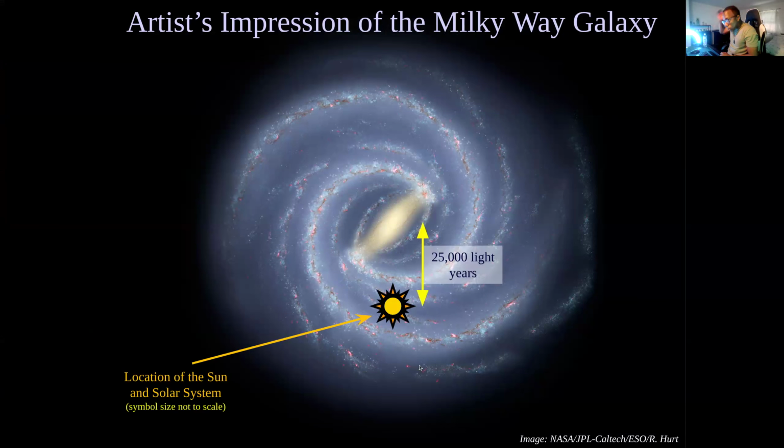Something cool: we're about a quarter of 100,000 light years away from the center of the Milky Way, and I believe there should be a black hole somewhere in the middle. And people have now taken a picture of it with the Very Large Telescope, which is very cool.